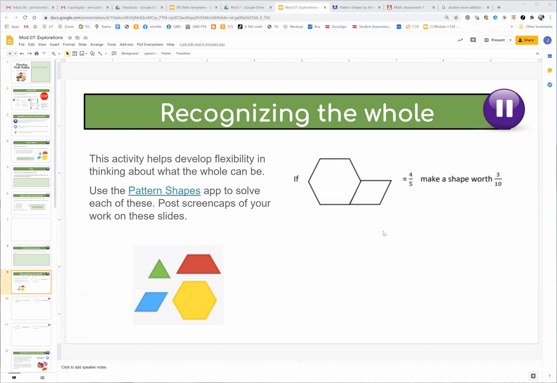So I'm going to do an example with this one right here. If we have a yellow hexagon and a blue rhombus, if that together makes 4/5, then make a shape worth 3/10. So that's what I'm going to do. And I'm going to use the pattern shapes app to do that. So let me just click to that window. All right, so the problem is if I have a hexagon and a blue rhombus, that is 4/5. And what I want to make is 3/10.